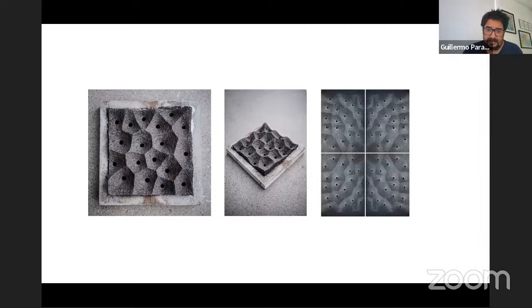For example, this one could work very nicely for acoustics because it has geometry, these concavities, but also a lot of density. Commonly in acoustic ceilings, you have to use two things to reach that. But with this, we can do that in just one material.